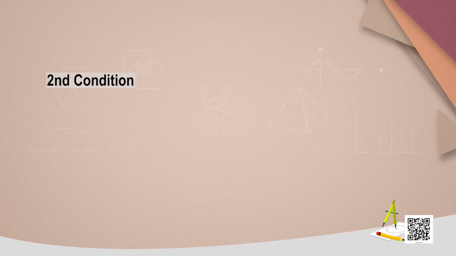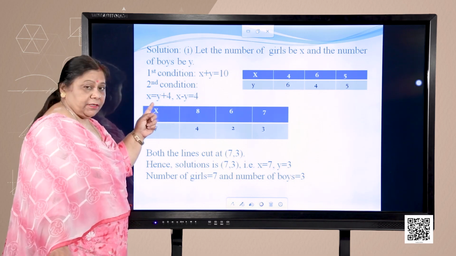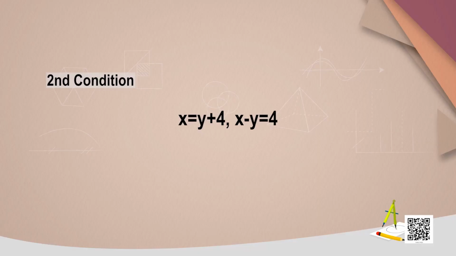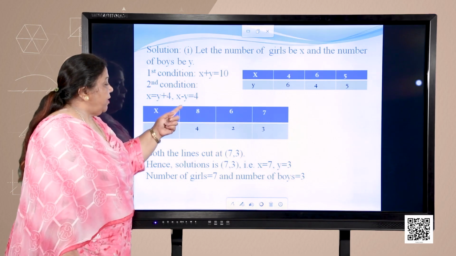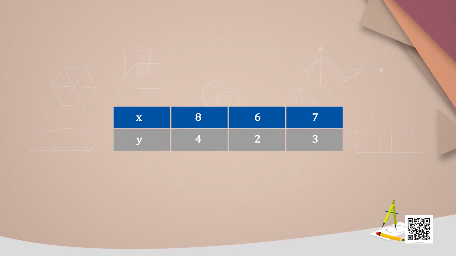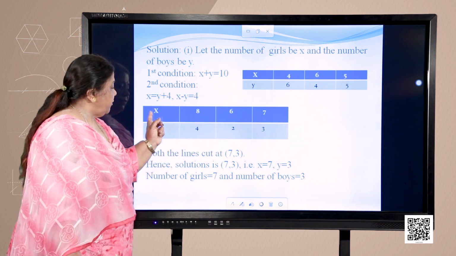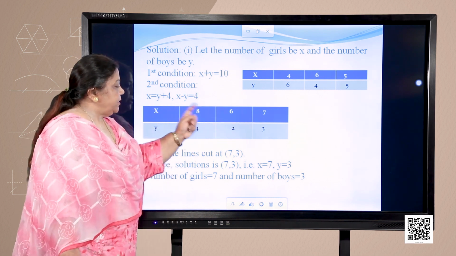Likewise, for the second condition, x is equal to y plus 4 because girls are 4 more than the boys. So x is equal to y plus 4 or x minus y is equal to 4. If I put the values of x, if I take x as 8, I get y is equal to 4. Likewise, on taking x is equal to 6, I get the value of y as 2. Likewise, for when x is equal to 7, y is equal to 3.